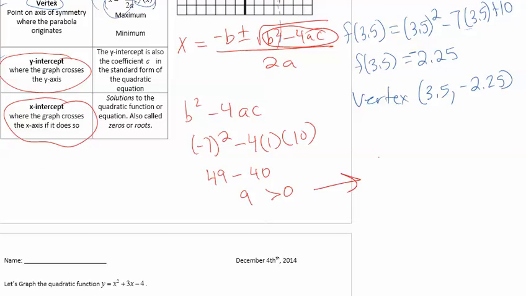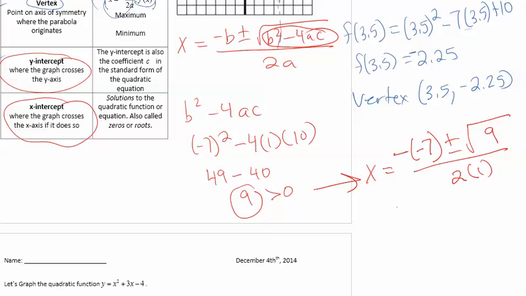So let's continue. X is equal to negative b, so we already did the discriminant part, so that's going to be negative negative 7, right? Plus or minus the square root. Since I've already found that this is 9, I'm just going to put it under the square root, all divided by 2 times a, which is 1. So in this case, x is equal to positive 7, because a negative times a negative is positive, plus or minus, let's take the square root of 9 to be 3, over 2.